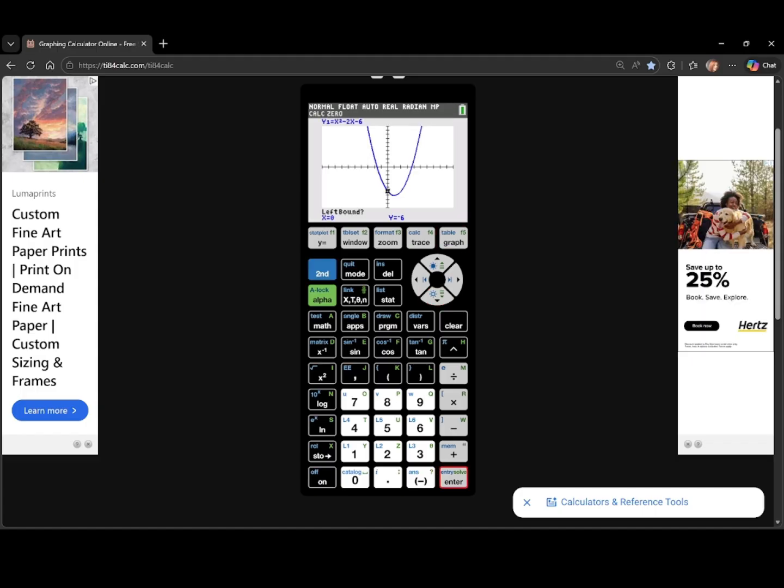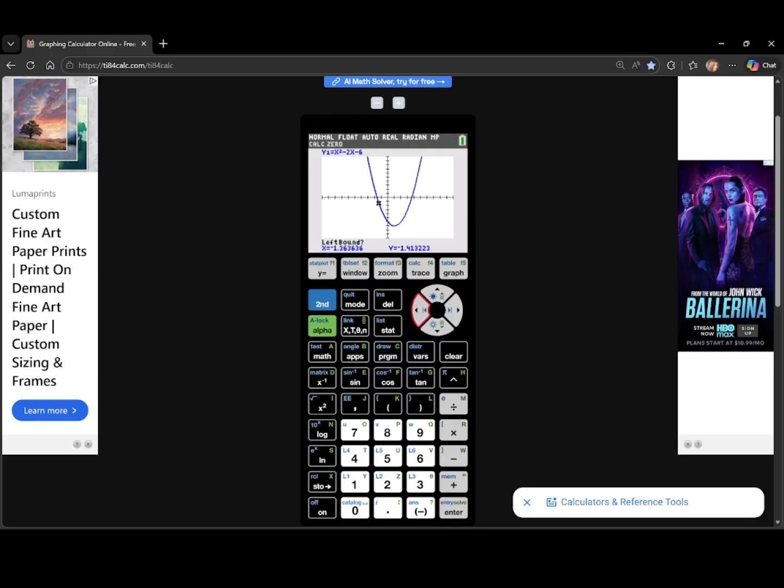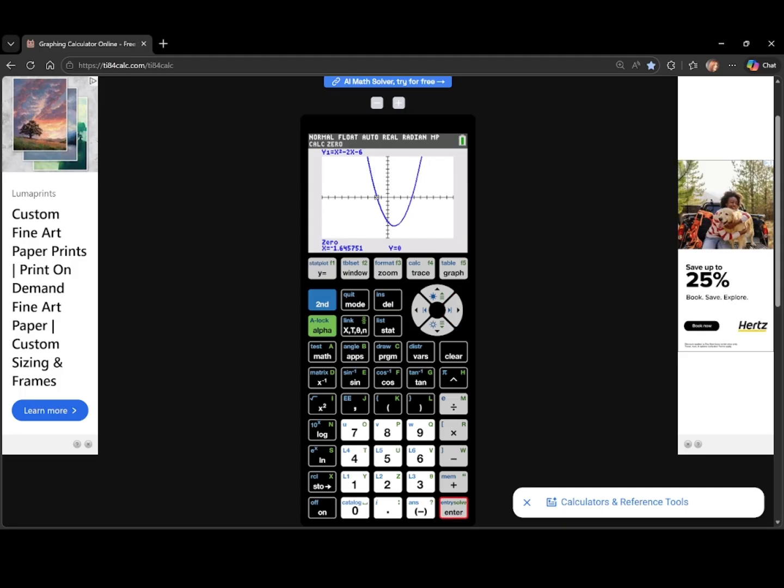I go to second, calc, zero, go to my left bound, enter, I go to my right bound, enter, one more time, negative 1.646. I'm going to write that on the slides, x equals negative 1.646. Okay.